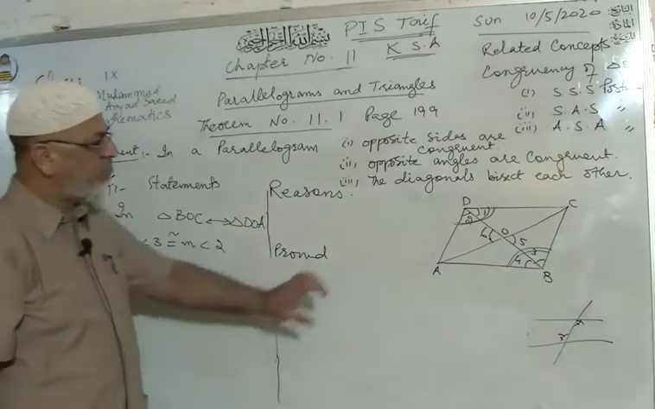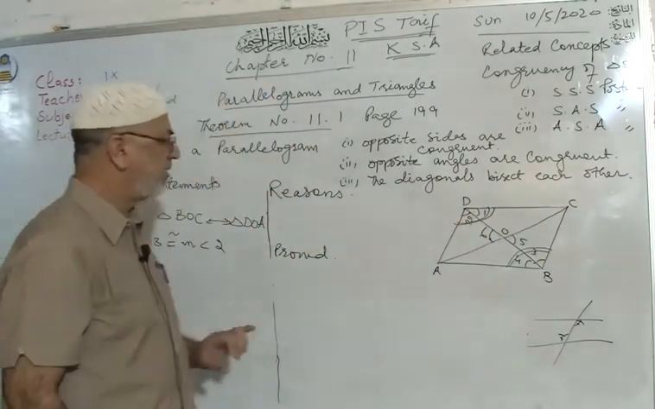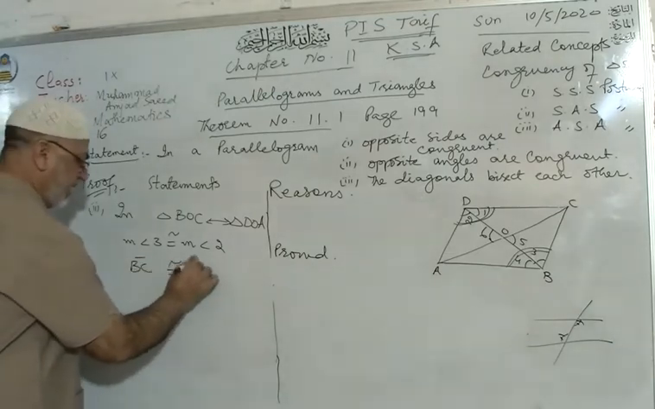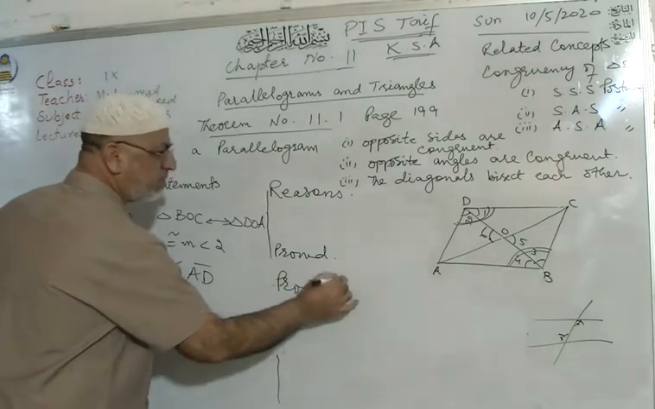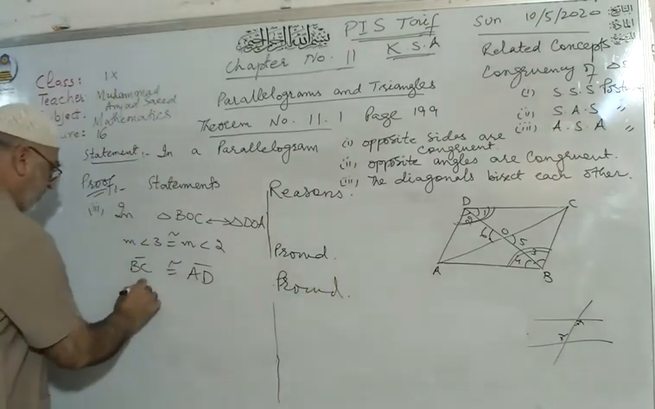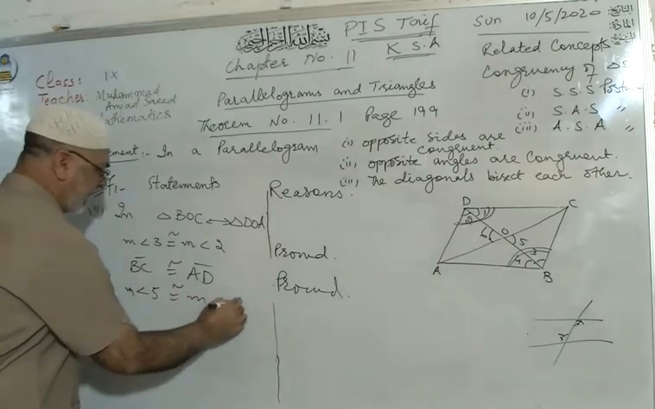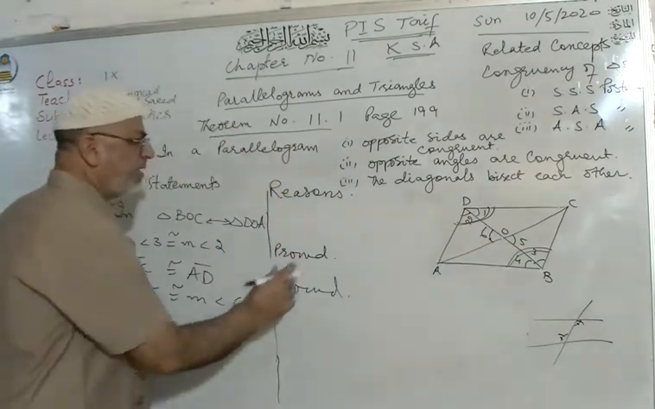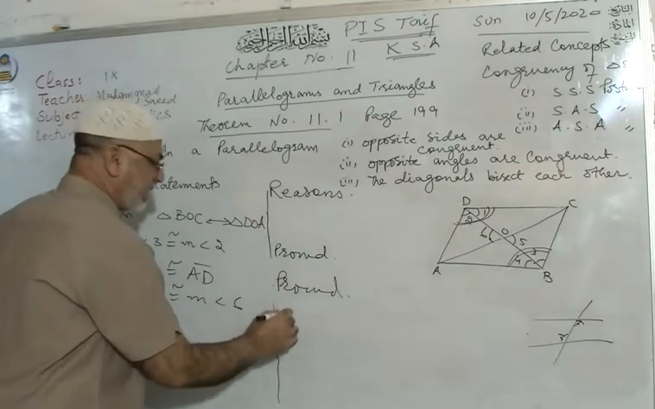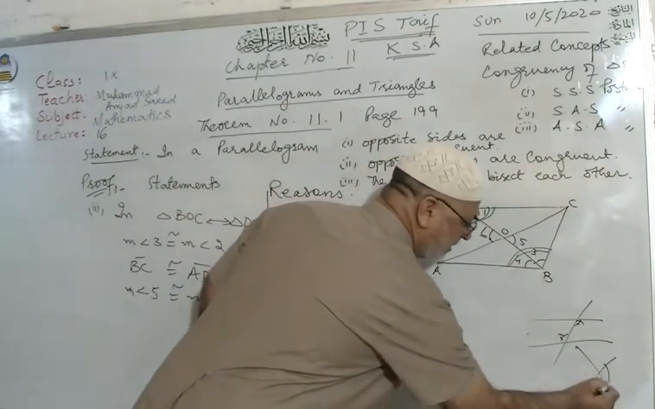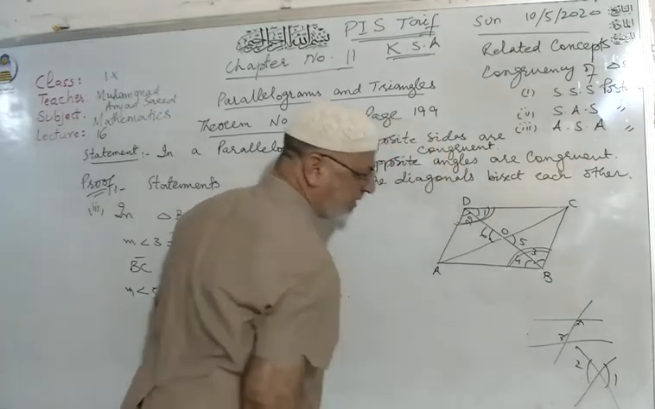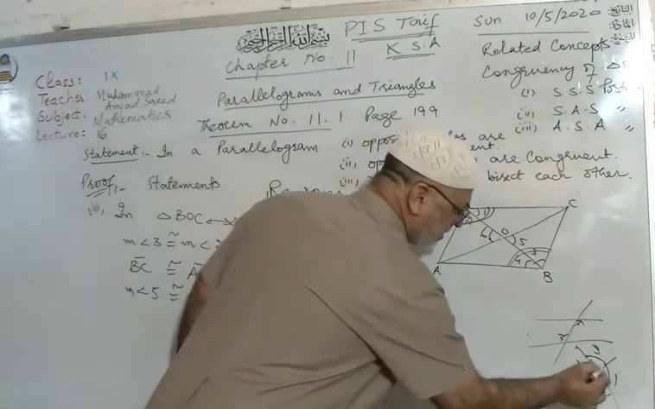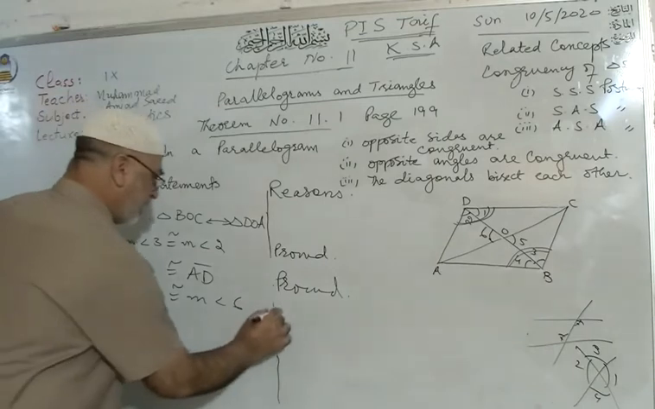After that, BC is congruent to AD. This is also proved. Angle 5 is congruent to angle 6, vertical angles. Vertical angles are like that. This is 1 and 2. They are vertical angles, oppositely. This is known as oppositely vertical angles. 1 is congruent to 3, and 2 is congruent to 4. They are always vertical angles.